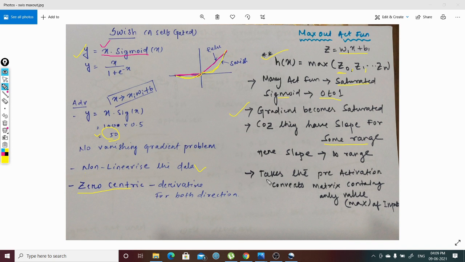So what the Maxout activation function does is take the pre-activation and convert it into a matrix containing the maximum input. So what is the maximum input? This is the maximum input, and it provides the Maxout form. The Maxout form means it takes the weights and performs matrix multiplication with the input, with the addition of a matrix bias. So yes, this is nothing but the Maxout activation function.